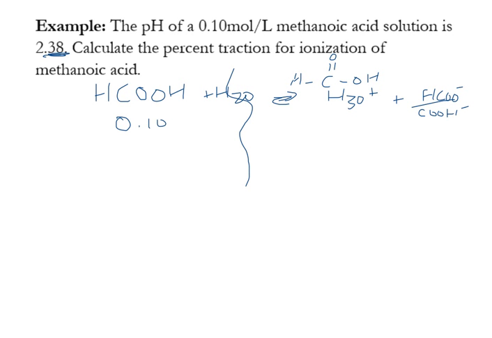Well, I can do a little bit of work off to the side then, because 10 to the power of negative pH is how you can calculate an acid concentration. So if I go 10 to the minus 2.38, that will actually give me how much acid I made. So 10 to the power of negative 2.38 gives me 0.004168, something like that. That's going to go here, 0.004168.